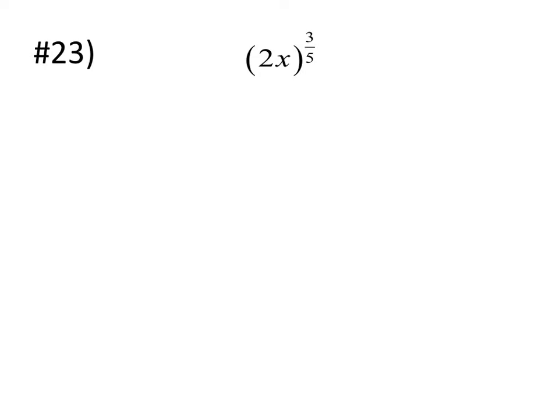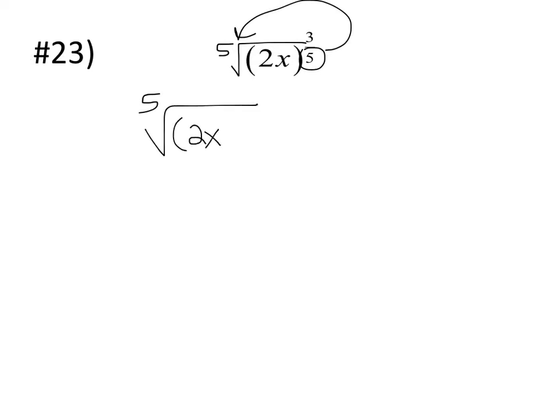Okay, so here 2x is being raised to the 3/5 power. So I'm going to take my denominator, swing it around front, the whole thing becomes the 5th root. Remember to add your radical sign. The 5th root of 2x cubed. Now because there's parentheses here, the 2 is being cubed and the x is being cubed. So this is the 5th root of 2 cubed x cubed.